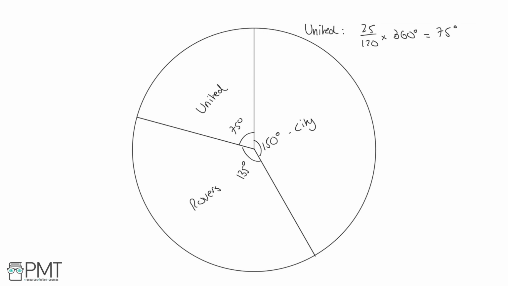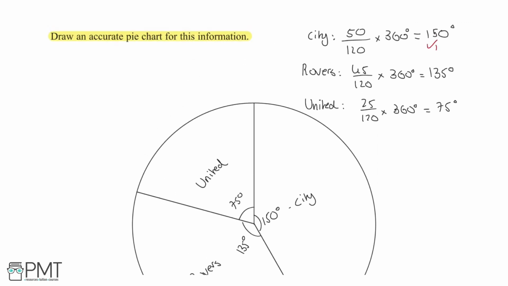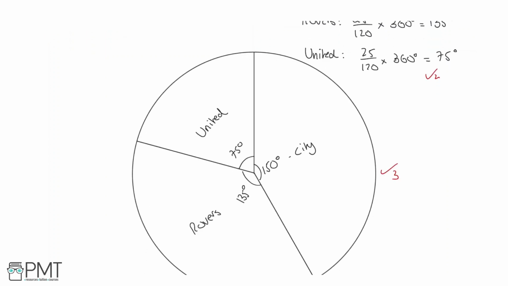So this question is worth 3 marks. The first mark is a correct method to find at least one angle, which we have done here. The second mark comes from all 3 angles correctly calculated. So that gets us our second mark. And then your third and final mark comes from a correctly drawn pie chart.